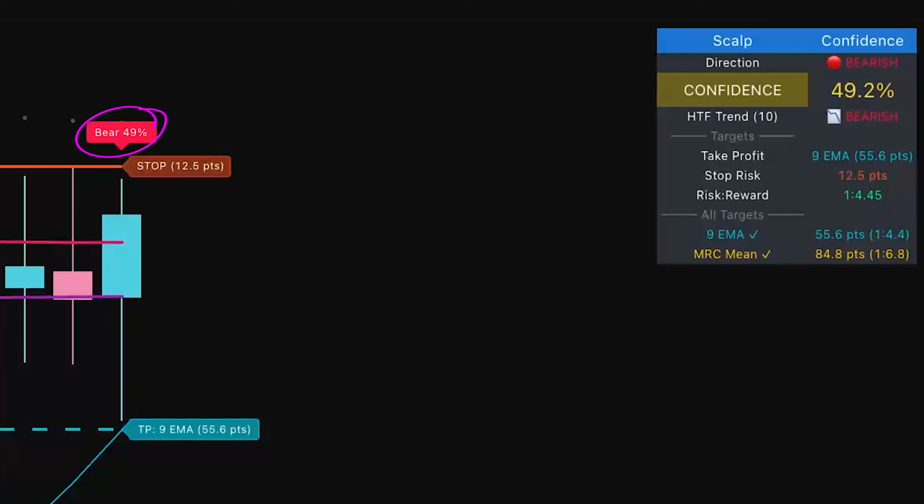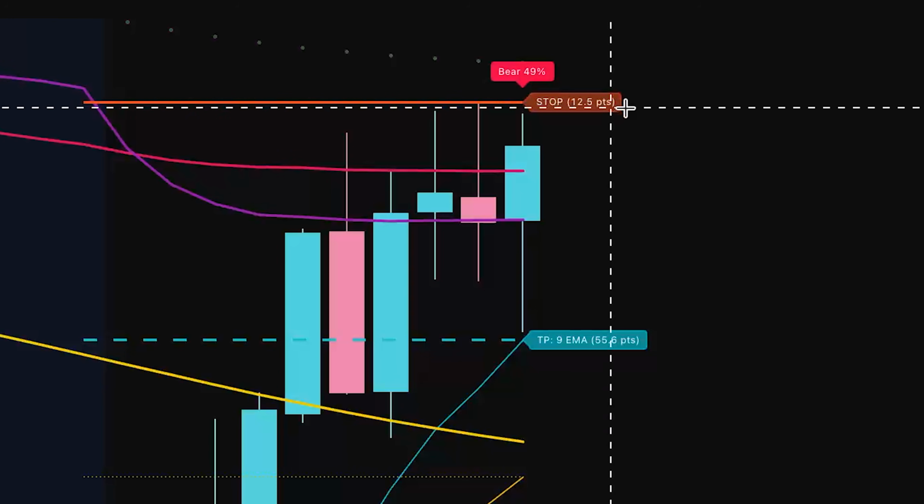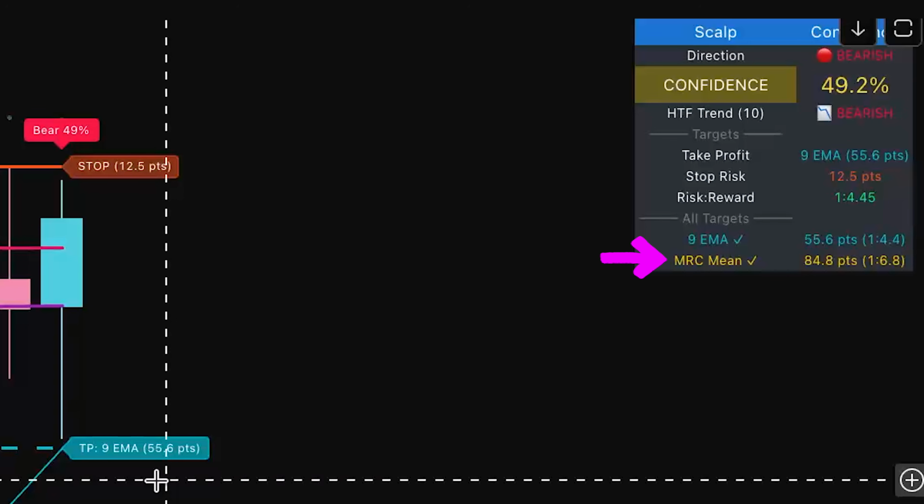It says bear 49%. When an on-chart confidence label appears, it will also display on-chart take profit and stop loss levels coinciding with the dashboard's recommendations. The stop loss is 12.5 points above the entry. Take profit is the 9 EMA, which is 56 points below the label. And you also notice on the dashboard is an MRC mean level, which is a more aggressive take profit level.